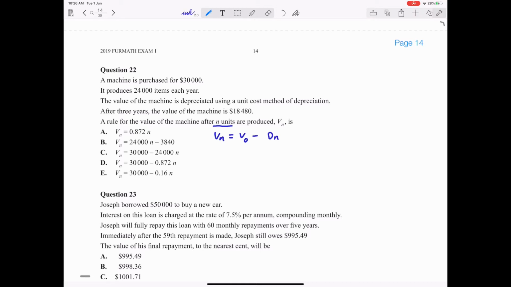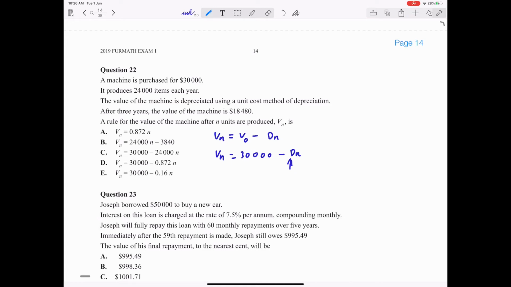So to do this, we have to know the formula of the unit cost depreciation, after n units are produced. So this is the formula of a unit cost method of depreciation. V0 represents the initial value of the machine. So therefore we know that Vn must equal 30,000 minus Dn. So we have to find what the value of D is.